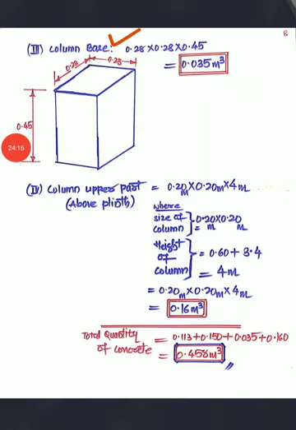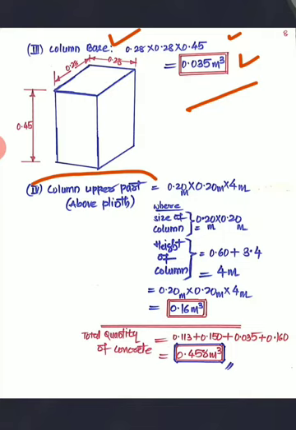Now the column base, the size is 0.28 into 0.28 into 0.45. So the column base is here, and you will be having 0.035 meter cube, right? So these are the main 3 portions of the footing.